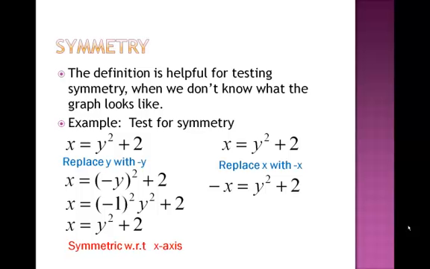Well, if you look at this one, no matter how you try and simplify it, it's not going to be the same as what we started with. Well, that means this one basically fails the test. This equation does not have symmetry with respect to the y-axis. So, you can basically see how these tests work. You start replacing the variables, simplify them, see what you get, and see if it's the same as the original.